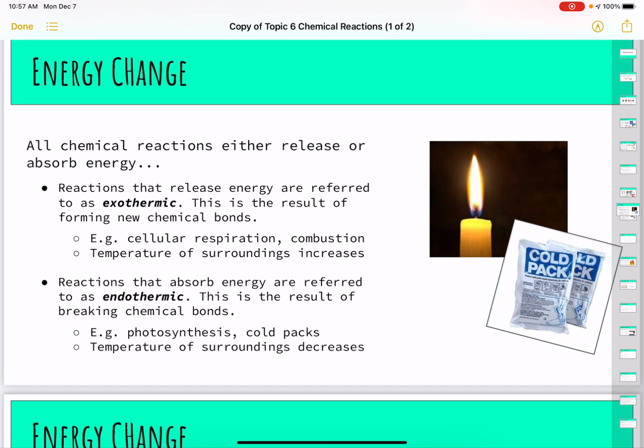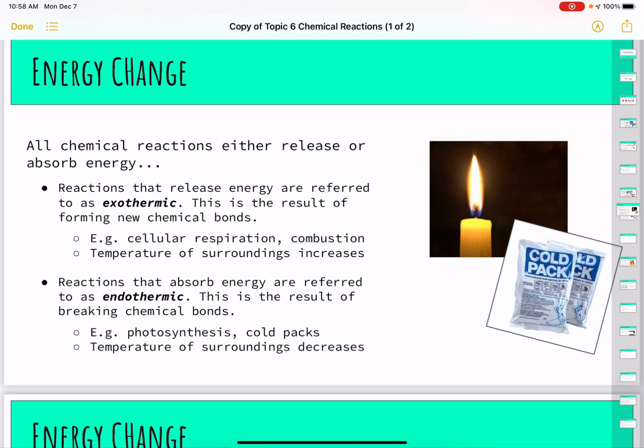Anyway, all chemical reactions either release or absorb energy. So a chemical reaction either has to take in energy from the environment or release it out into the environment, okay? Reactions that release energy are referred to as exothermic. This is the result of forming new chemical bonds.